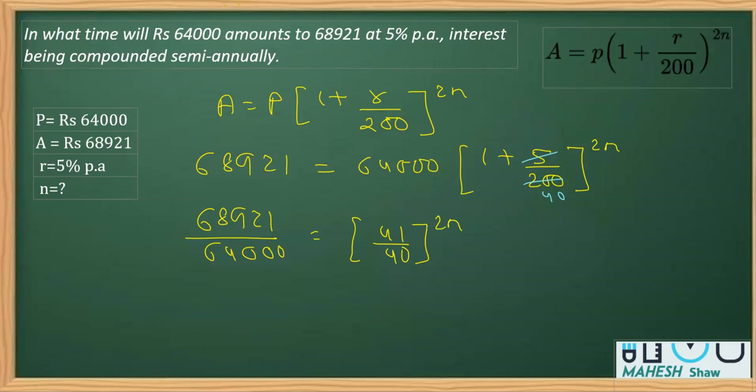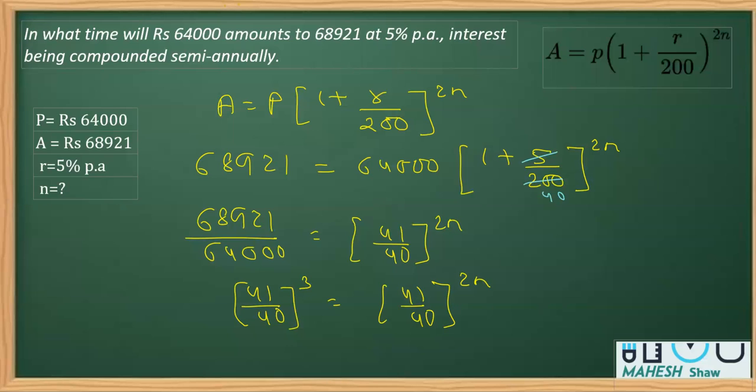Now, as you know that the cube of 40 is 64,000. So therefore, we'll be writing this as 41 over 40 whole cube is equal to 41 over 40 raised to the power 2n.